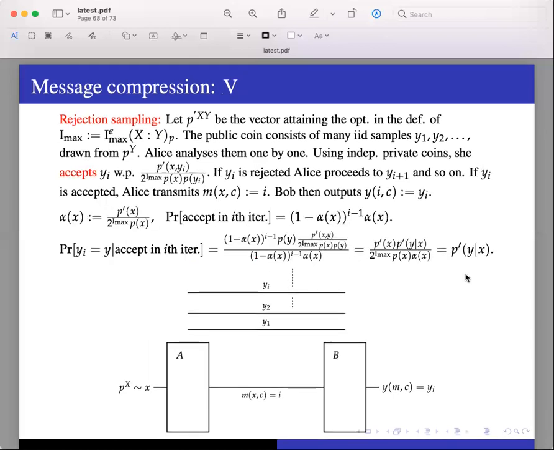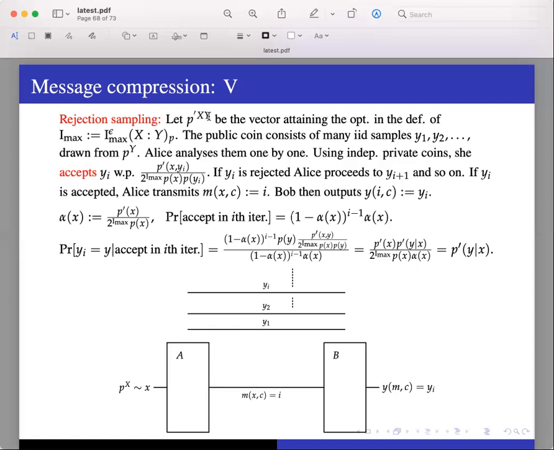Okay, if not, let's go. So what we have seen is that we have defined this quantity alpha x, and the probability of accepting in the ith iteration is given by this. So it's a geometric random variable. Now let's calculate. Let us say I have accepted in the ith iteration. So the probability that Y_i is equal to some particular symbol y. Remember, I want this to look like P of y given x, or more precisely, P prime of Y given X. So what is P prime of Y given X? Look at this sub-distribution P prime on XY. Then you can define P prime X by just summing over all Y.